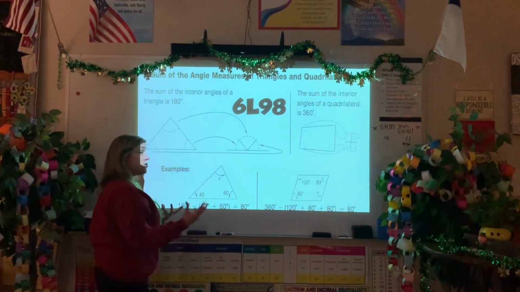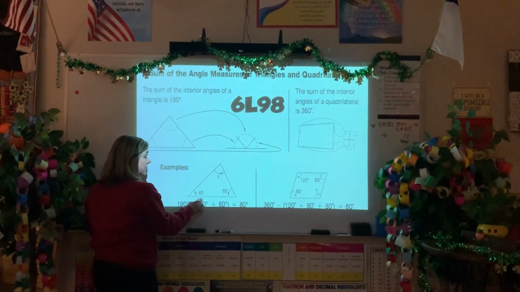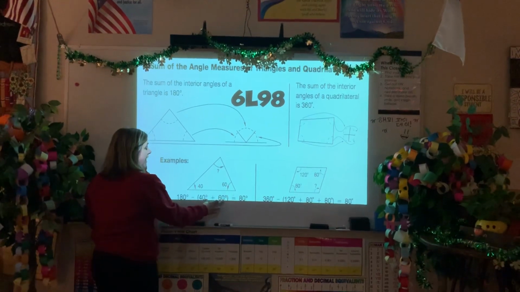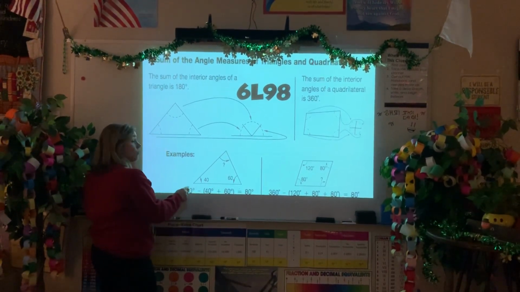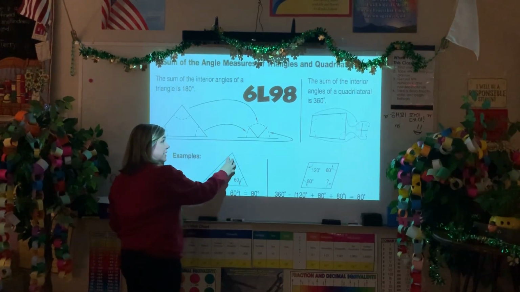And so one way that you could find that missing angle is you could add up the 2 that they give to you, this 40, this 60, and that equals 120, and so 180 minus 120 is 80 degrees, so that's finding that missing angle.